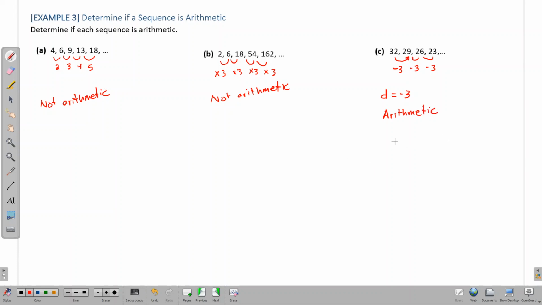And again, if I wanted to write the recursive formula for this, I would say the nth term is the previous term, which is a sub n minus 1, minus 3 in this case. We're taking 3 away each time, and then we would have to say what is the initial value. The initial value is 32. So that would be the recursive formula. Didn't ask for that, but just emphasizing it again.